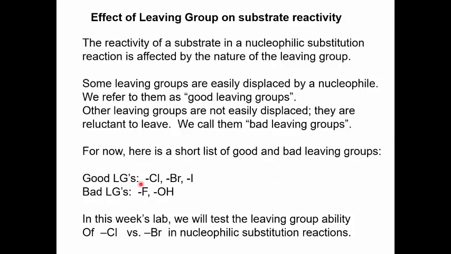Good leaving groups: chlorine, bromine, iodine. Note that these are the lower members of the halogen family. Bad leaving groups: fluorine and OH. The fluorine is the top member of the halogen family of elements. In this week's lab, we will test the leaving group ability of Cl versus Br in nucleophilic substitution reactions.